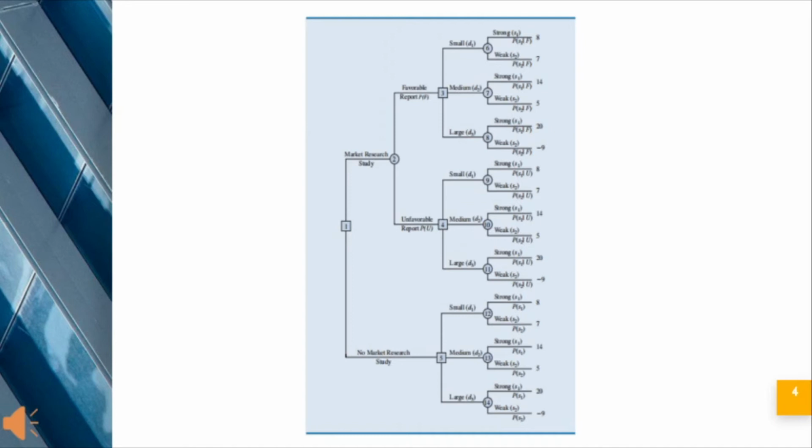At chance nodes 9, 10, and 11, we need to know the branch probabilities of state of nature 1 given that there is an unfavorable market research report and state of nature 2 given that there is an unfavorable market research report. Note that these are also posterior probabilities, denoting the probabilities of the two states of nature given that the market research report is unfavorable. Finally, at chance nodes 12, 13, and 14, we need the probabilities for the states of nature 1 and 2 if the market research study is not undertaken.